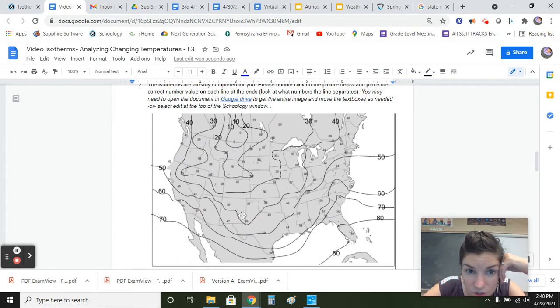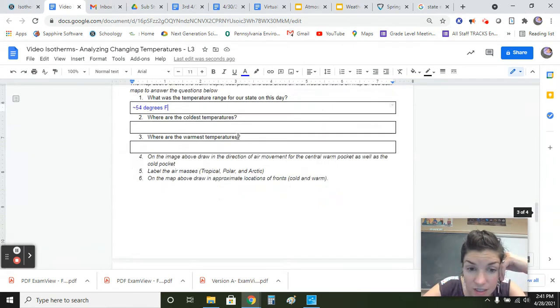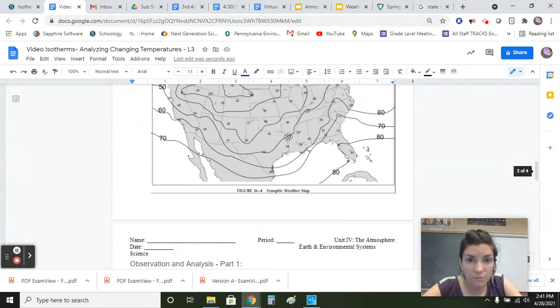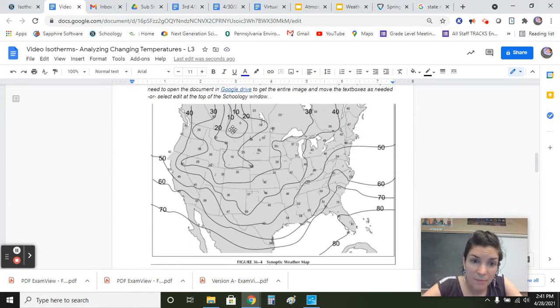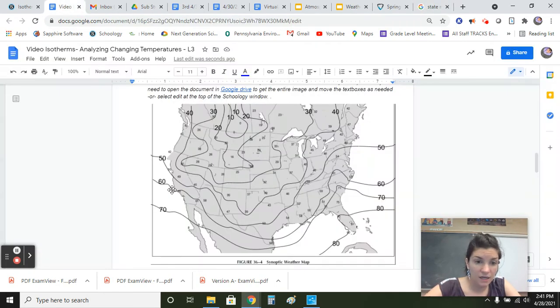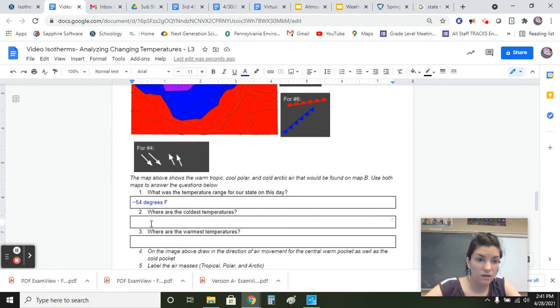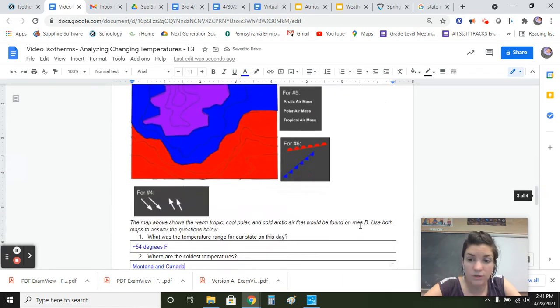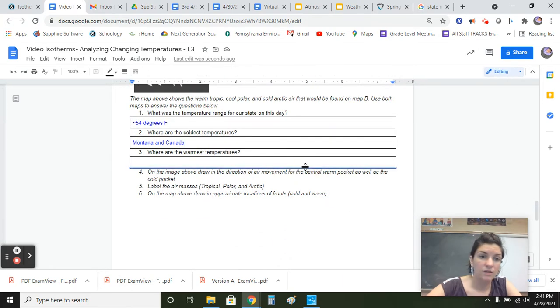All right, what are the coldest temperatures? So the coldest temperatures are going to be like 0 degrees. Oh, where are the coldest temperatures? Up there. I still have my map up, so that's going to be part of Canada and then Montana. Yeah, Montana. So where are the coldest? Montana and Canada. Where the warmest temperatures, as usual, Florida is killing it.